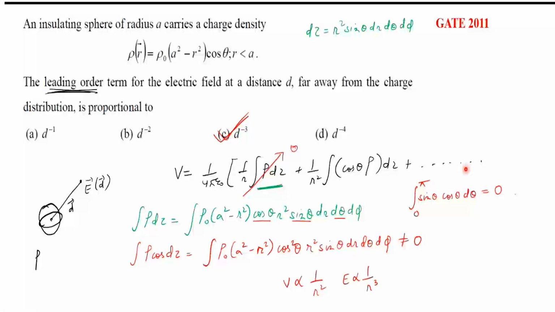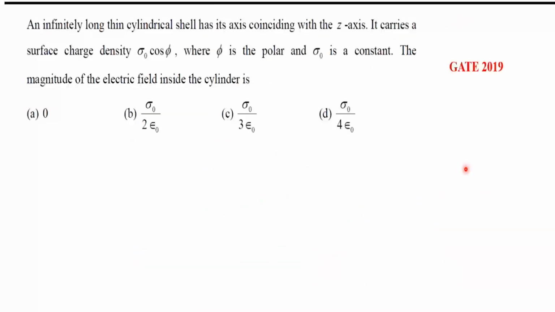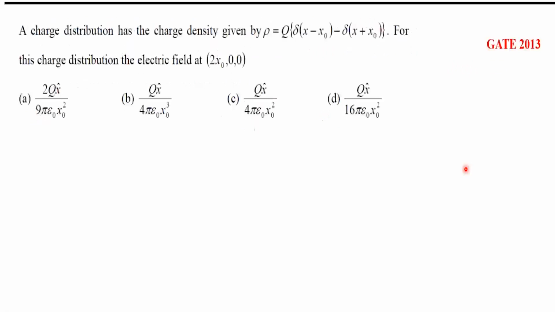Okay, next. Shall we move on to the next question? This one I will not do now. Maybe at the end I can do it, because this is a bit lengthy. Shall we do this? Yes, sir. Okay, please read the question. A charge distribution has a charge density given by this. For this charge distribution, the electric field at 2x naught is given by.